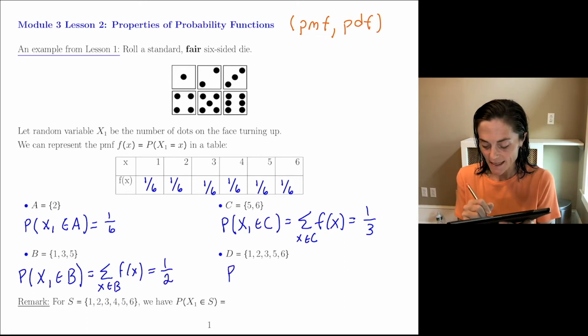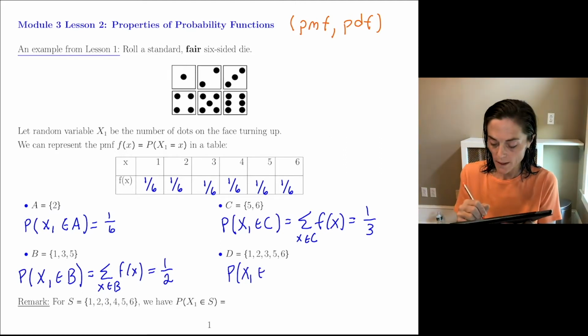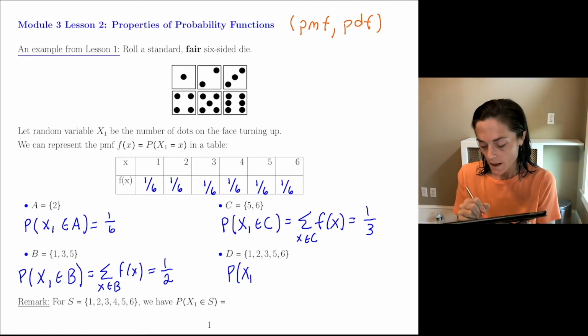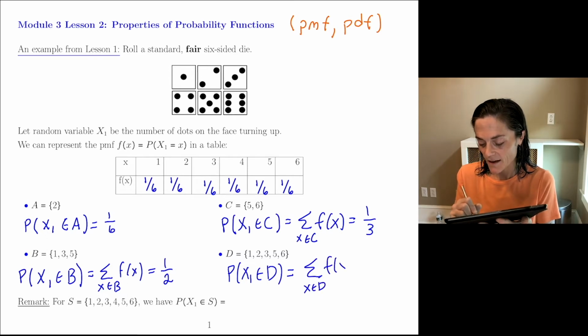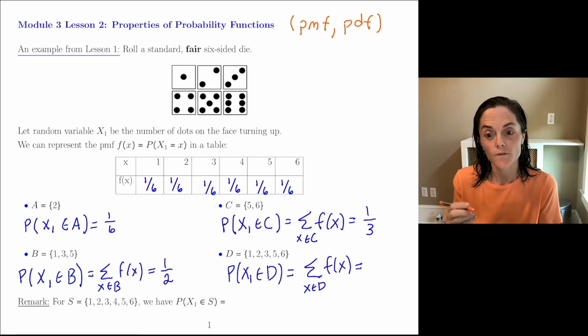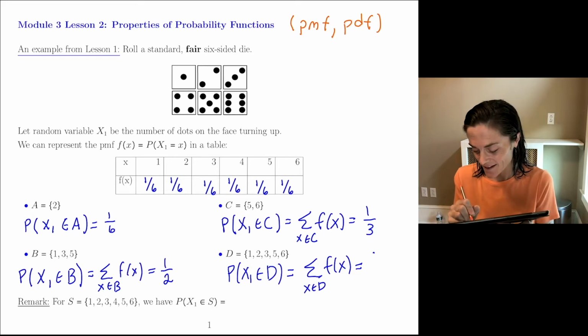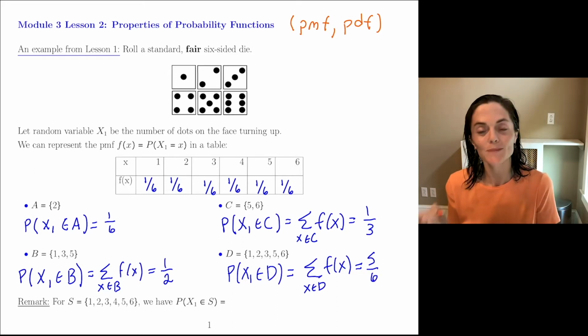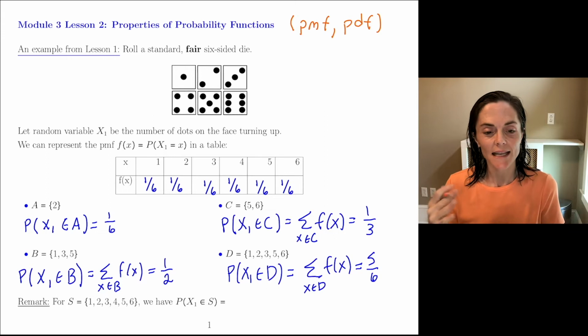And finally, just getting used to this notation, the probability that this random variable lies in the set D was the sum, little x in D, of f of x. And there are 5 things here, so it's 5/6. We already calculated these before. I'm just illustrating this new way of thinking about it.